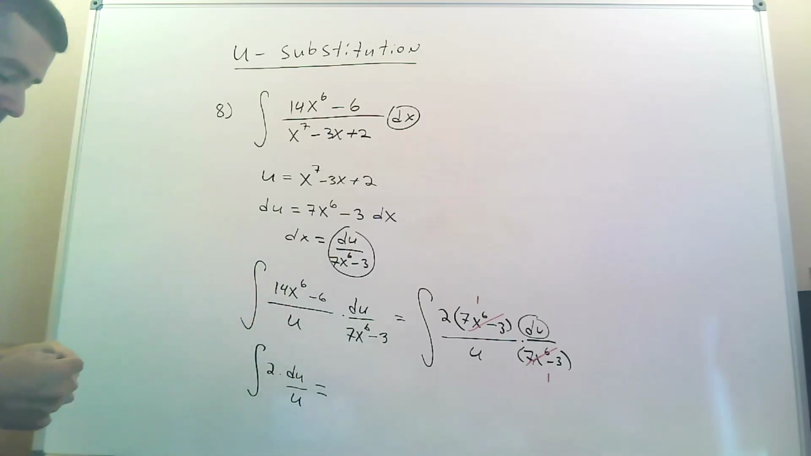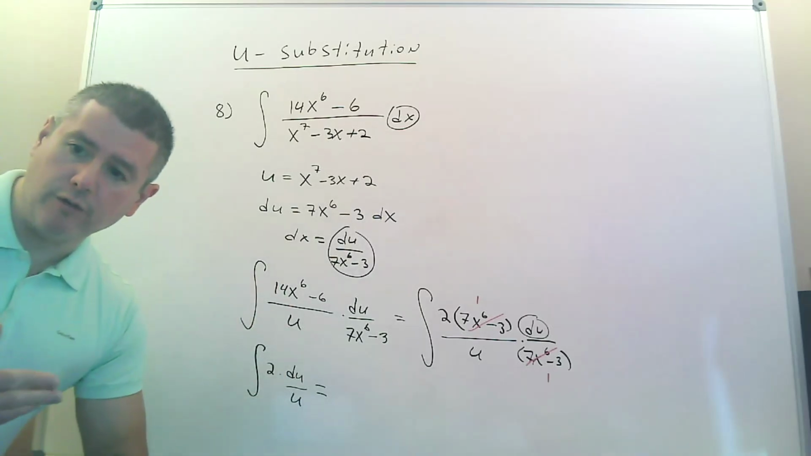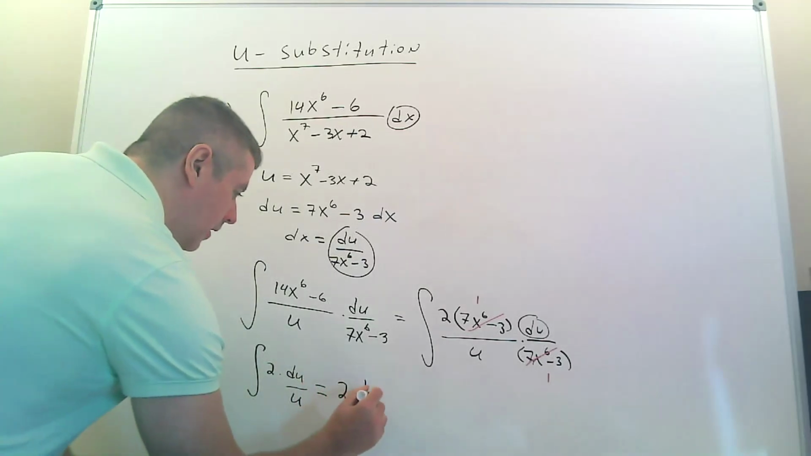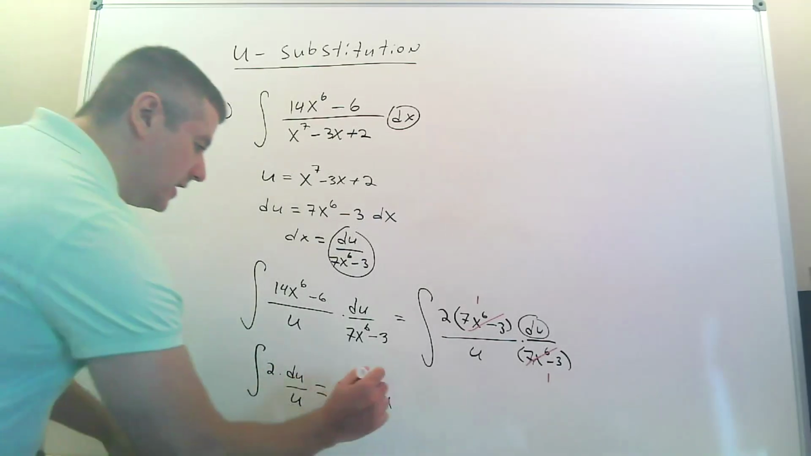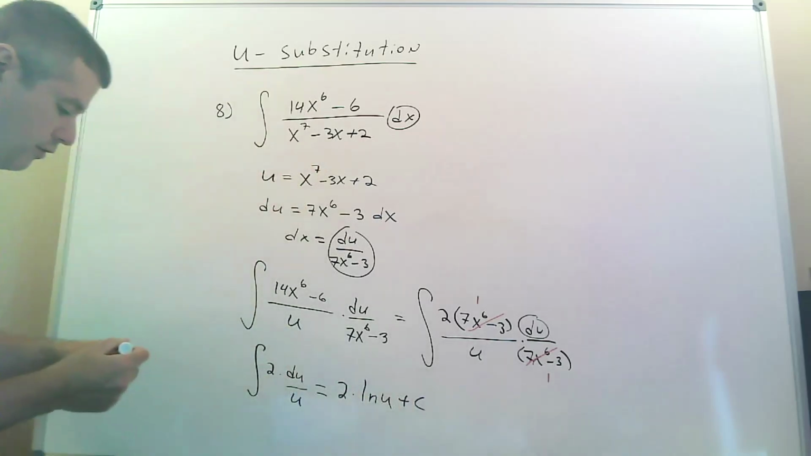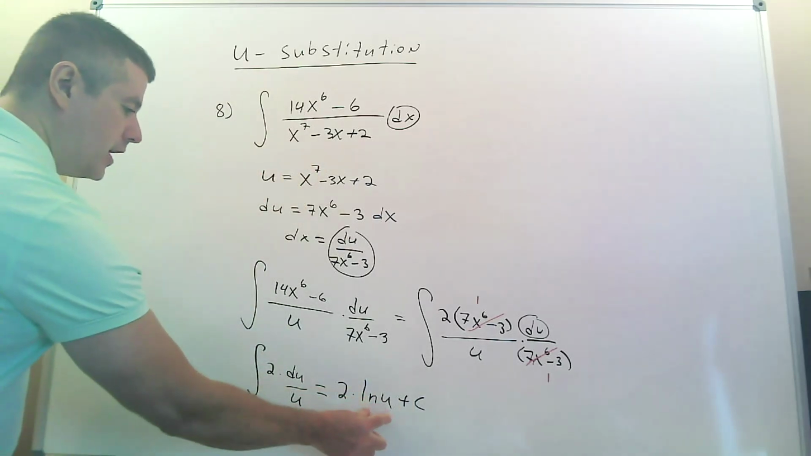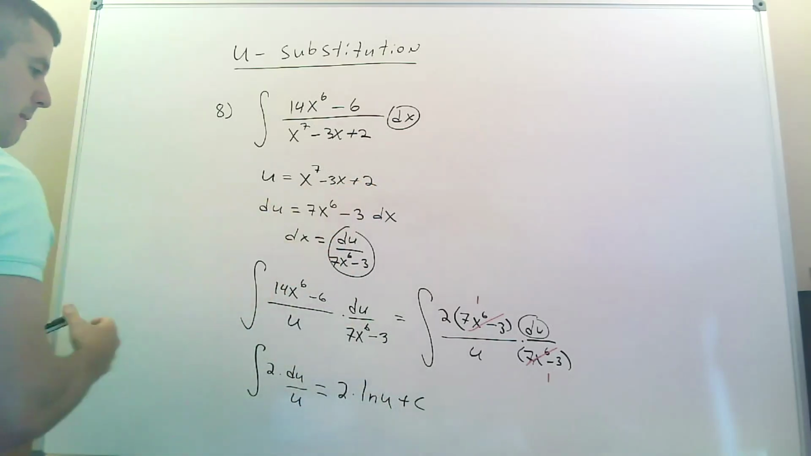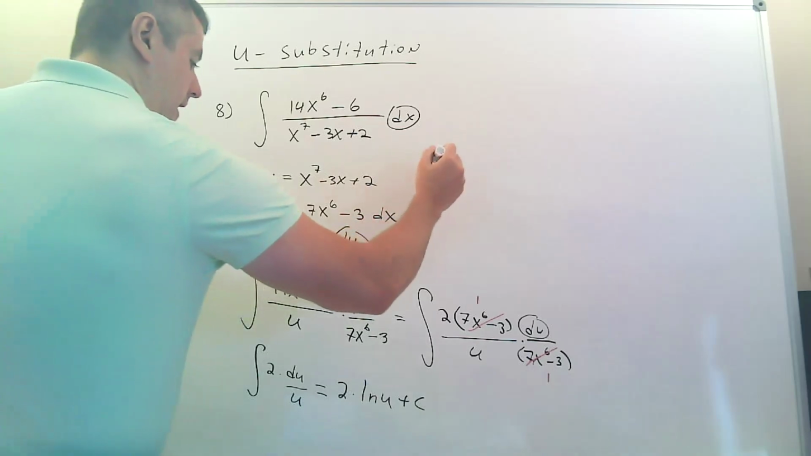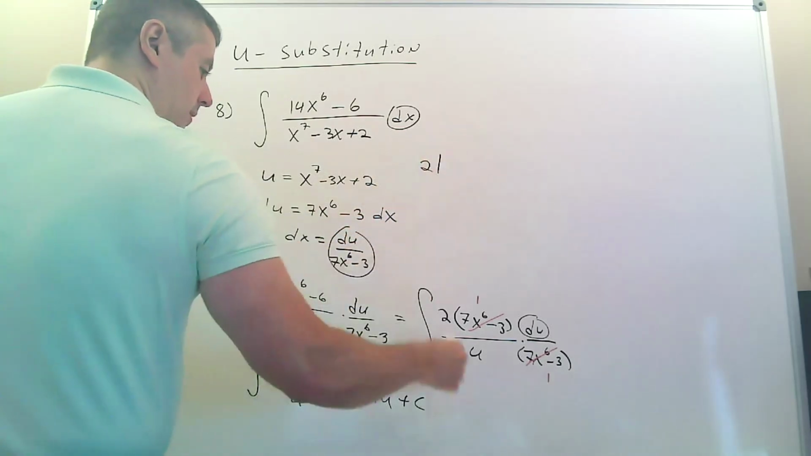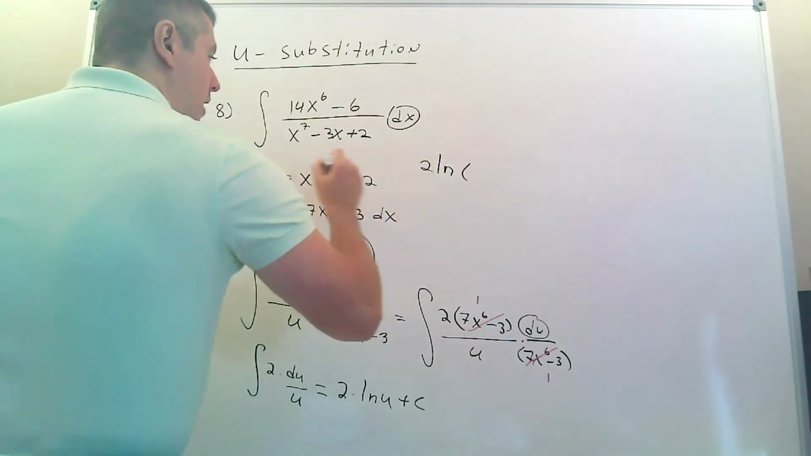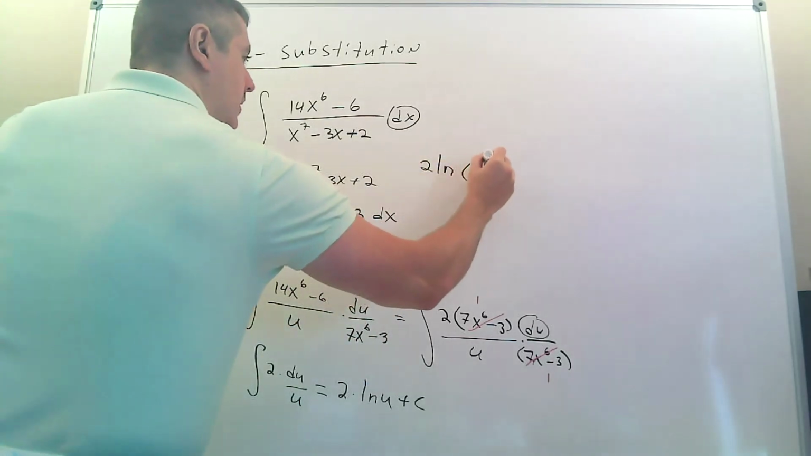It's over. Antiderivative. You've got to recognize that du over u is ln. So it's going to be 2 times ln u, plus C, because that's the derivative of ln u. The derivative of ln u is du over u. Now just put that mess back, and I'm going to write the answer up here for convenience, because it's hard to write down there. So it's going to be 2 ln of that original stuff.